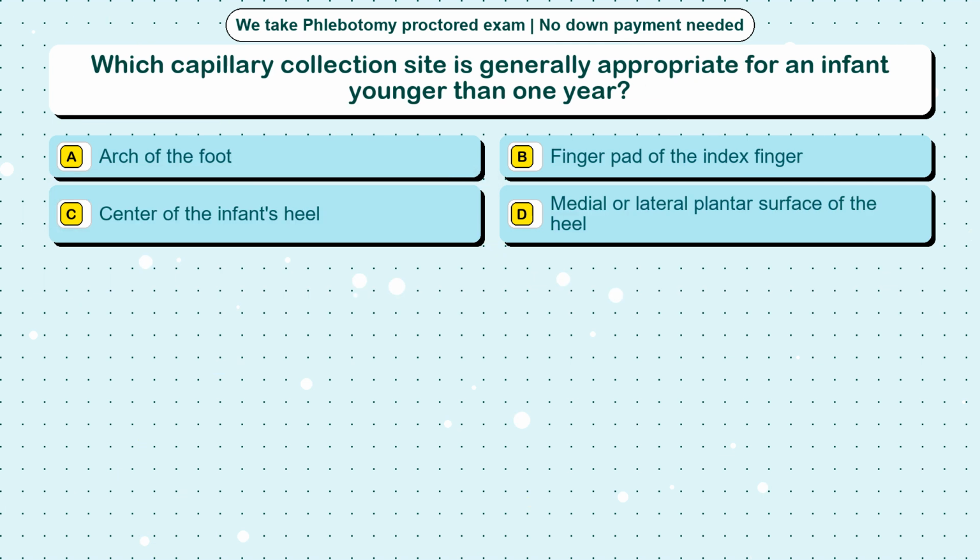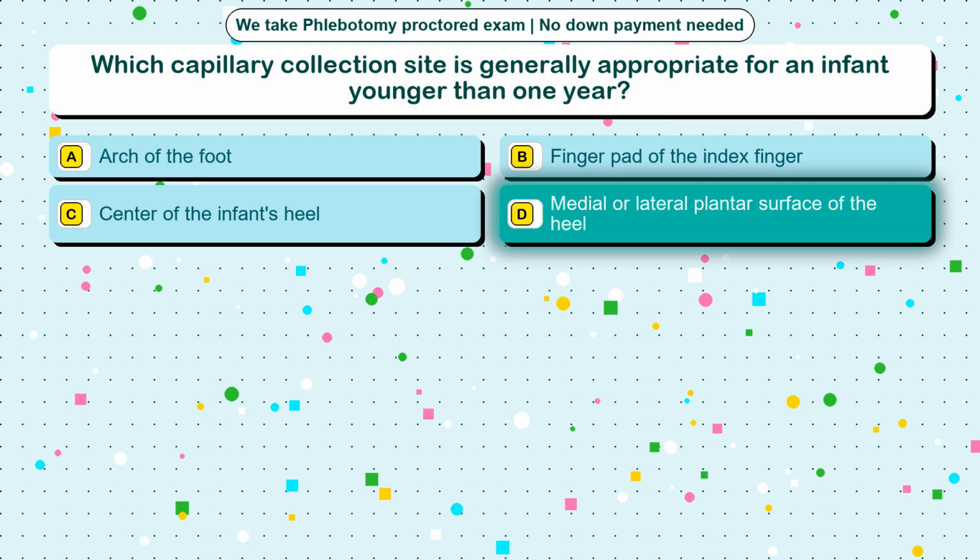Question 42. Which capillary collection site is generally appropriate for an infant younger than 1 year? Option A. Arch of the foot. Option B. Finger pad of the index finger. Option C. Center of the infant's heel. Option D. Medial or lateral plantar surface of the heel.